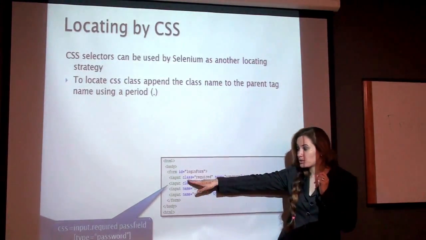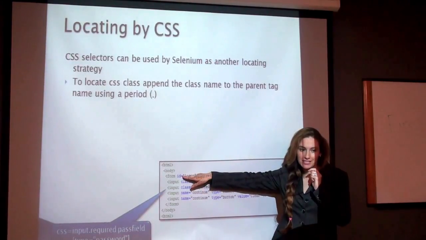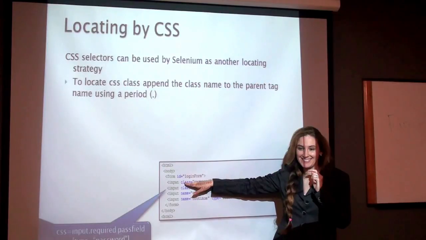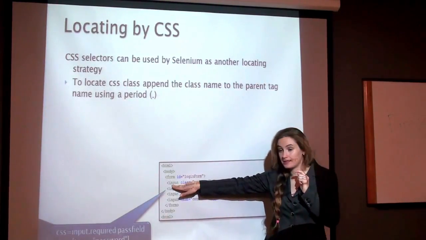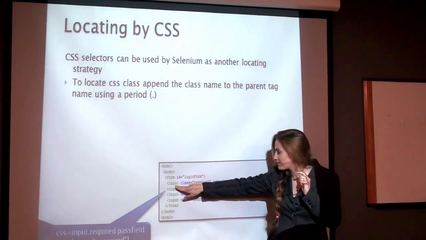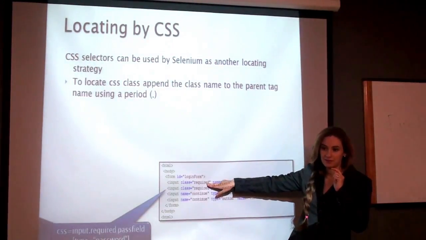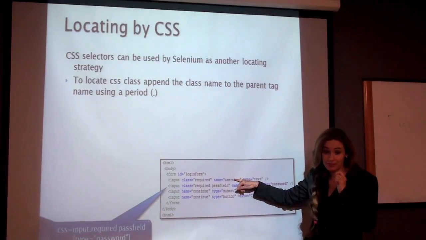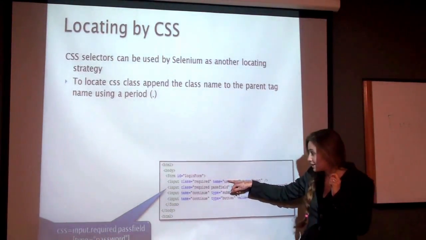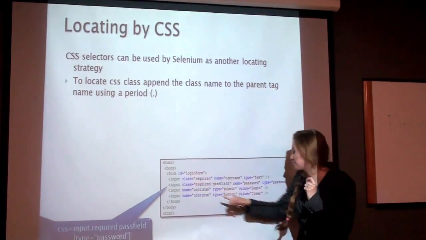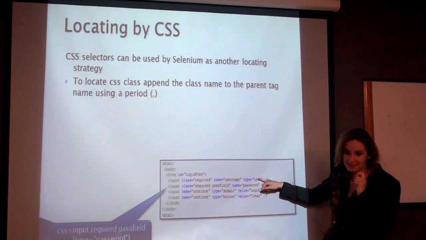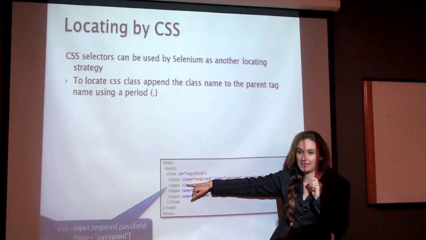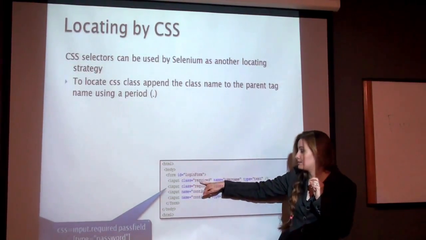And if we want to use the class value to identify something, we're going to put what? Dot. We're going to put the parent tag name, then dot, then the value, right? But we can't say input dot username, because that's not class. That's name. And we can't say input dot text. That's not class. That's type. But if we see something that says class, we can say input dot required.